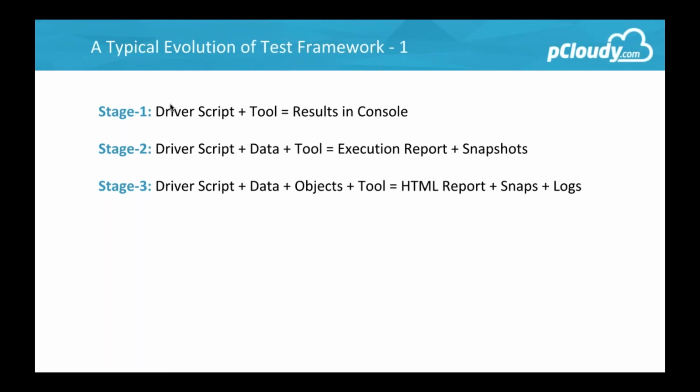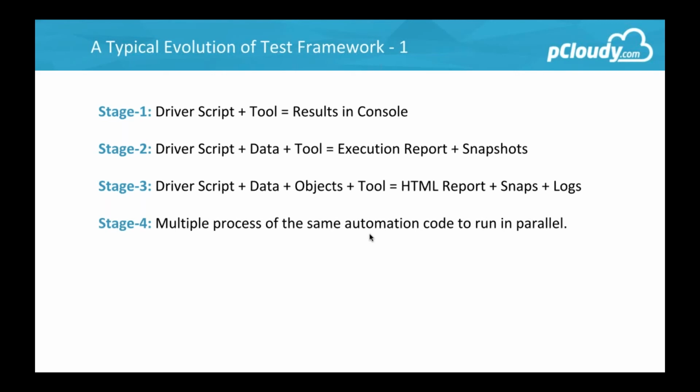But now comes some more requirements. Let us run the tests on different browsers or maybe mobile in parallel. So here comes our stage 4. We invoke multiple processes of the same automation code to run in parallel.